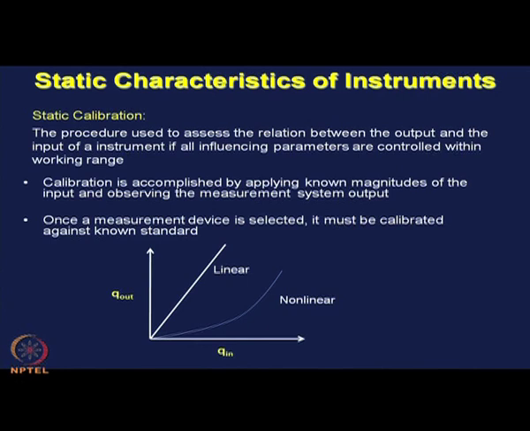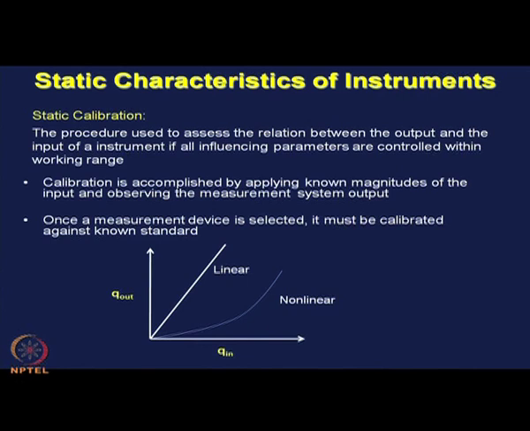So, let us start our discussion on static characteristics of instruments with a term called static calibration. This is a procedure used to assess the relation between the output and the input of an instrument if all influencing parameters are controlled within working range.